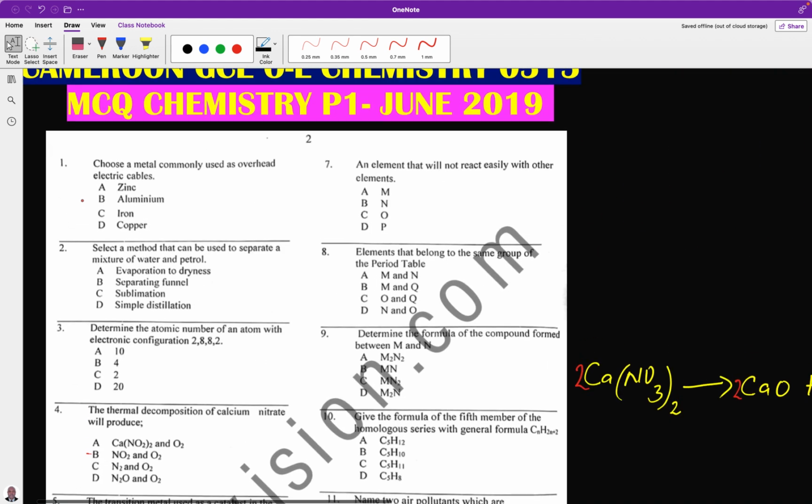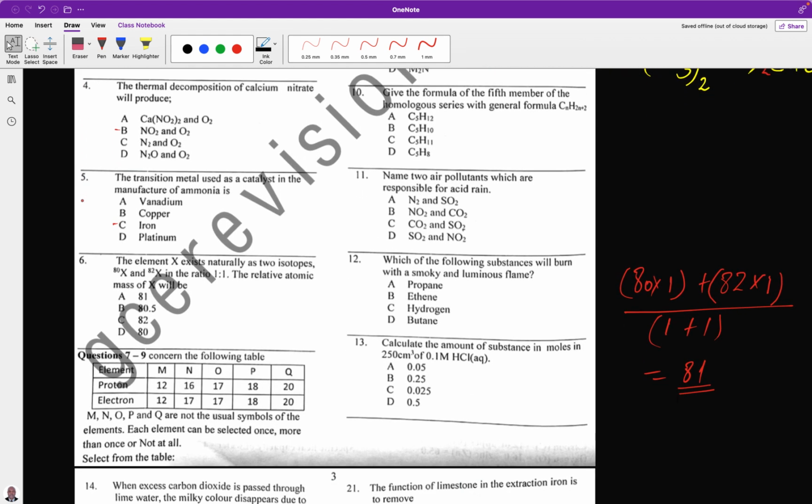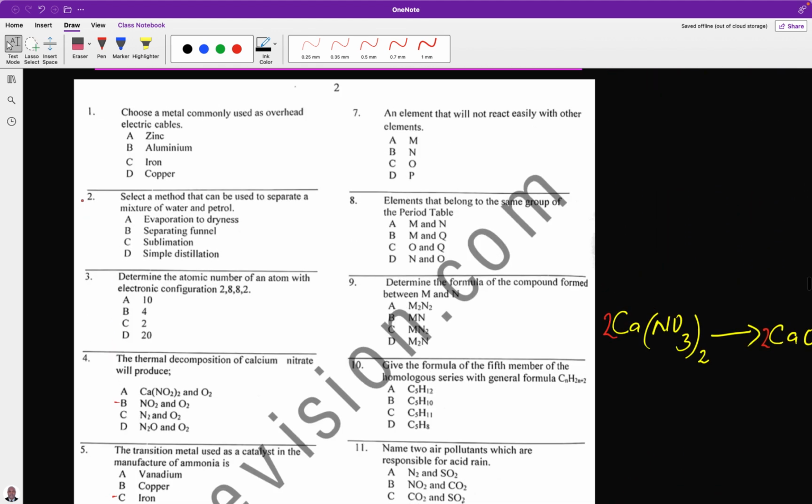Question number 7. Question number 7 to 9 concerns the following table. The elements M, N, O, P, and Q, with their protons and electrons, have been given. M, N, O, P, and Q are not the usual symbols of the elements. Each element can be selected once, more than once, or not at all. Select from the table.